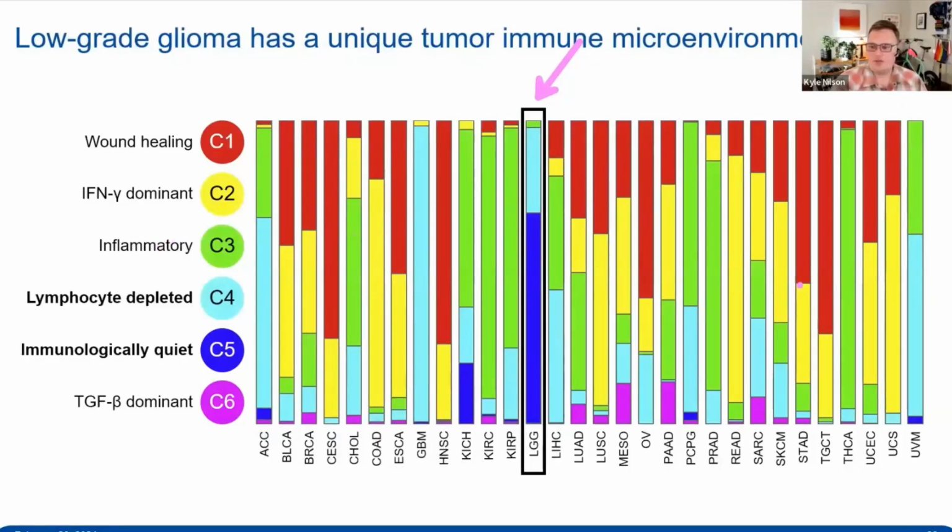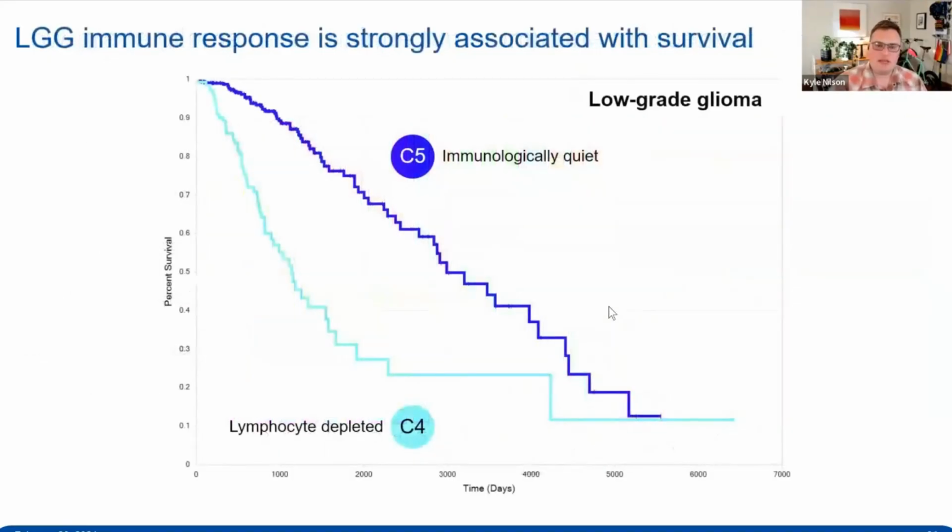Whereas most cancers have some mixture of wound healing, interferon gamma dominant, or inflammatory responses, for low-grade glioma, the responses tend to either be from cluster number 4, which is lymphocyte depleted, or cluster number 5, which is immunologically quiet. And if we look within TCGA data that has been curated, we can see clearly that this split affects survival for low-grade glioma.